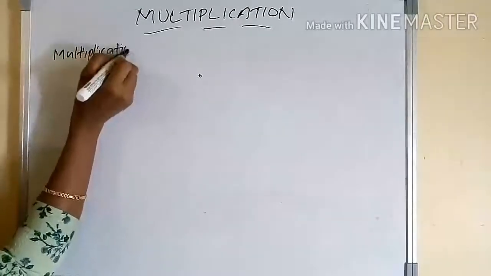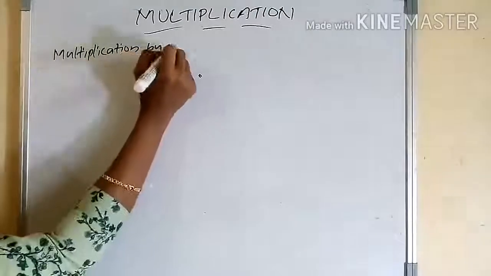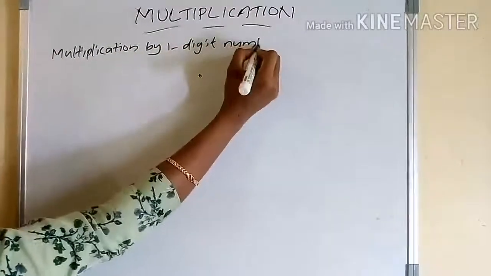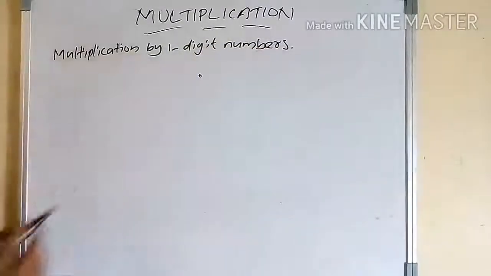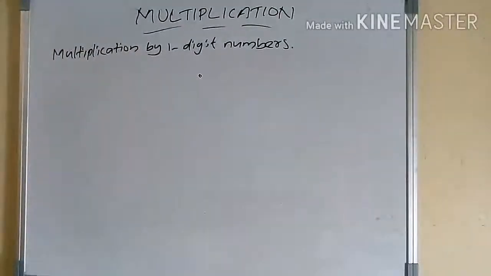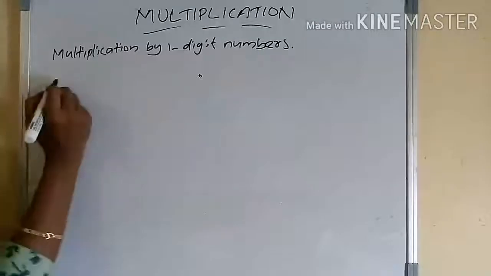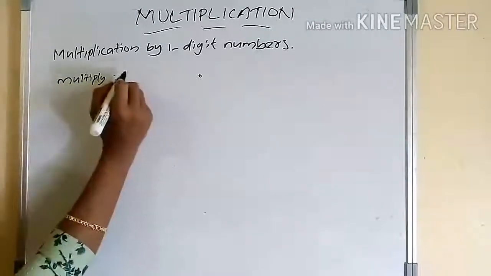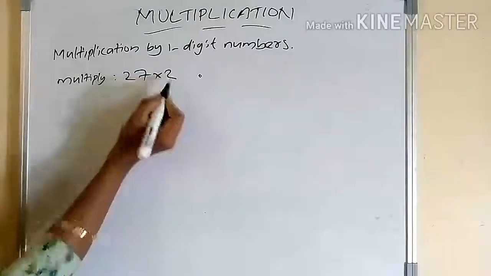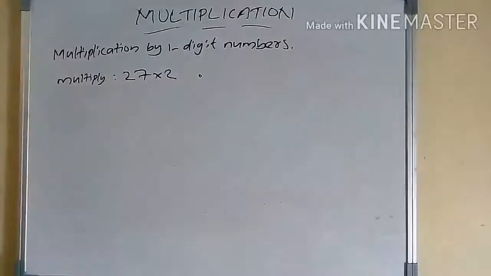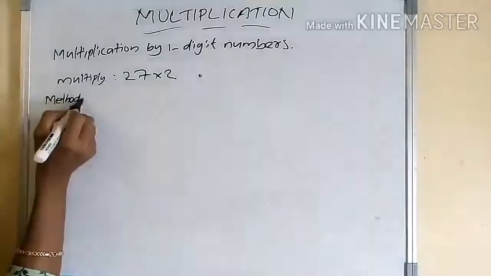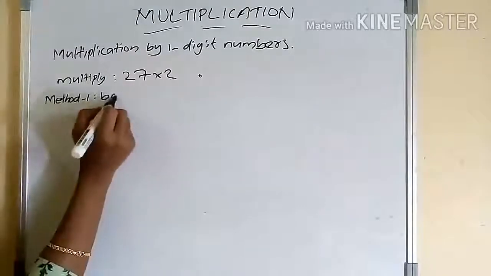Multiplication by one digit numbers. Okay. See one example. Multiply 27 into 2. You can choose two methods. First method is method 1, is box type method.